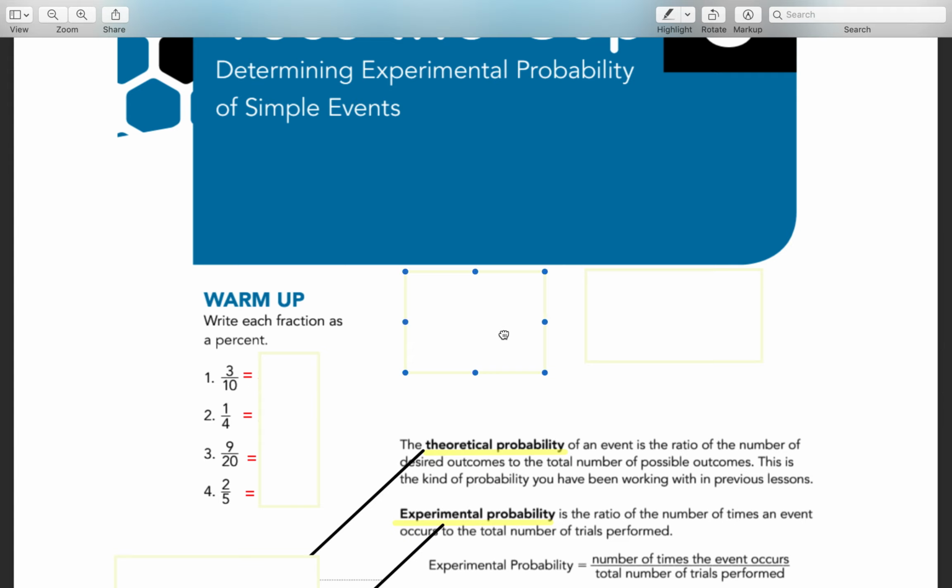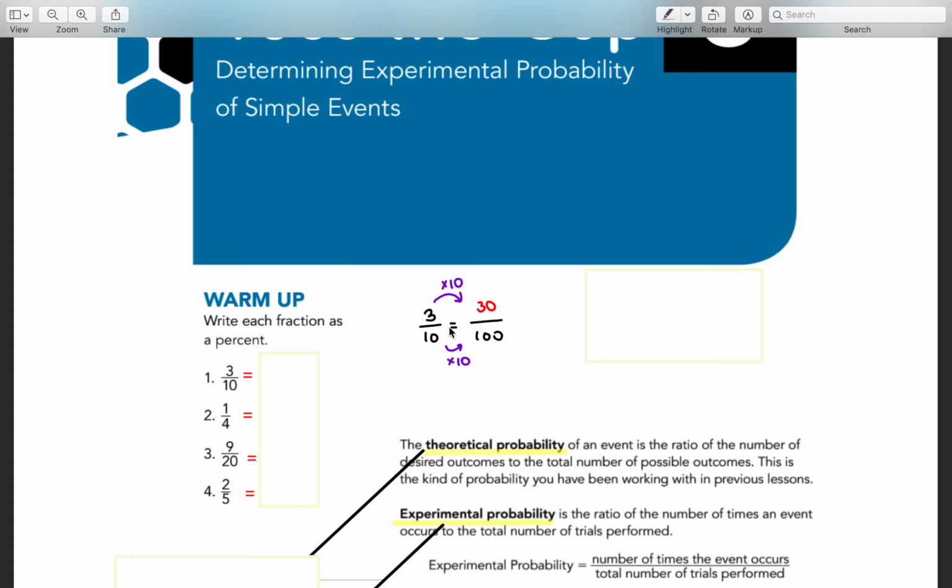So first way, you can set up a proportion to solve for x, the percentage. So like this, 3 over 10 is equal to something over 100. To get 10 to 100, you multiply by 10. Whatever you do to the bottom, you also have to multiply the same number to the top as well. So it's going to be 3 times 10 equals 30. So it's 30%.